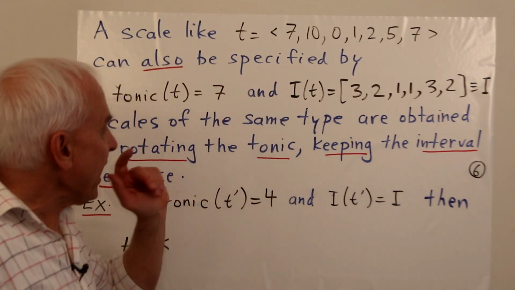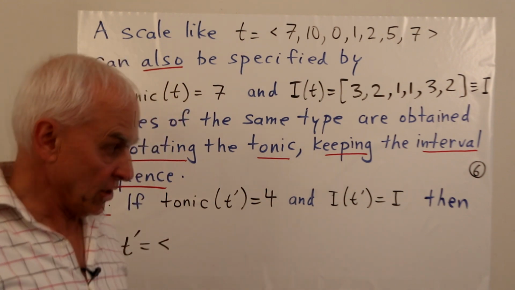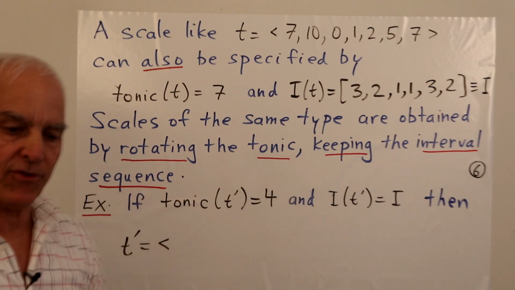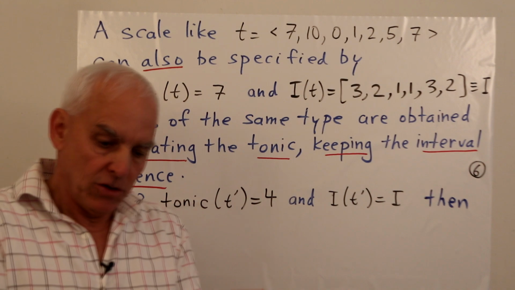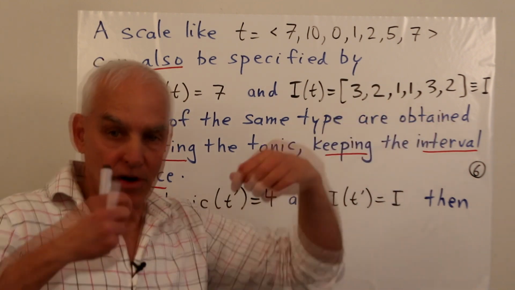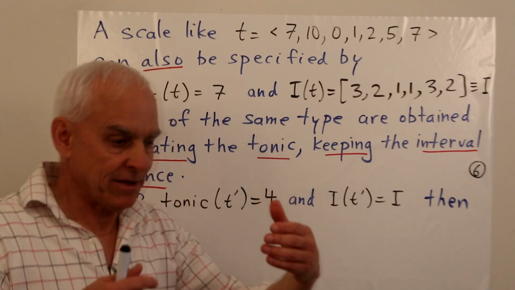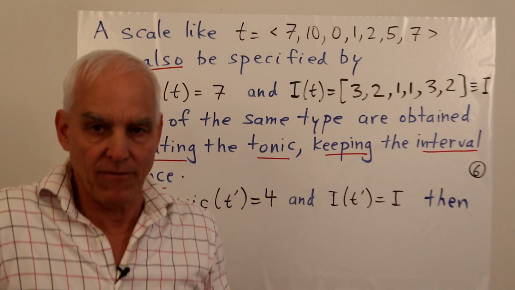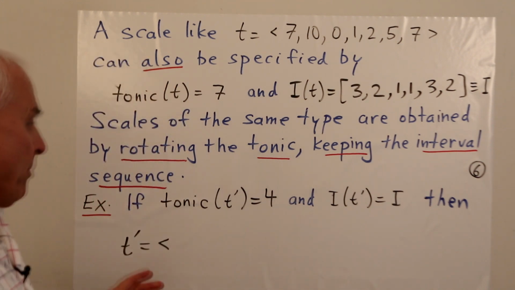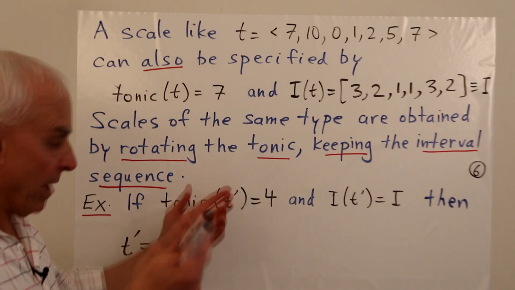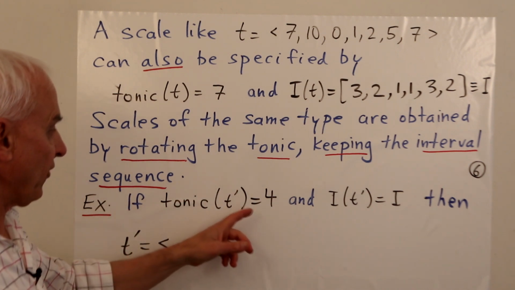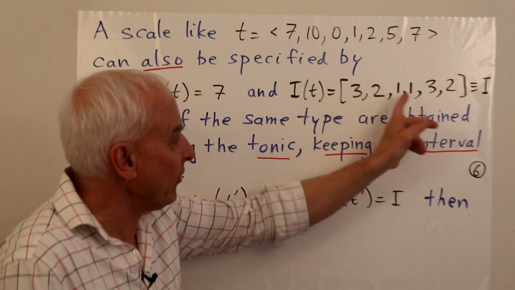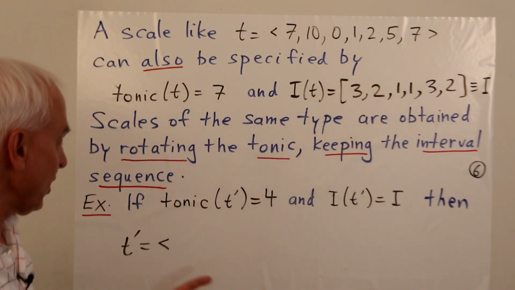Okay, so scales of the same type, this concept we've just introduced, are obtained by rotating the tonic and keeping the interval sequence, right? Because we've said that two scales are of the same type if their interval sequences are the same. So that means the only place where they can be different is in the tonic, or the starting note, which is sort of obvious. So for example, if we consider a new scale, t prime, and we know that the tonic of t prime is 4 instead of 7, and we know that the interval sequence of t prime is the same as the interval sequence of this one, namely 3, 2, 1, 1, 3, 2, then we can recover t prime.